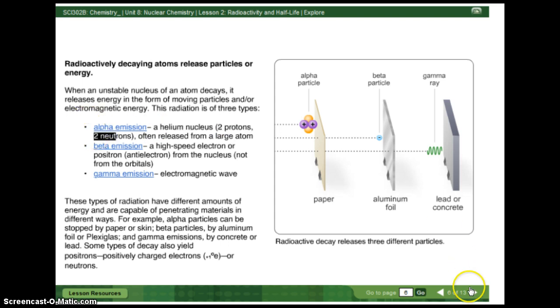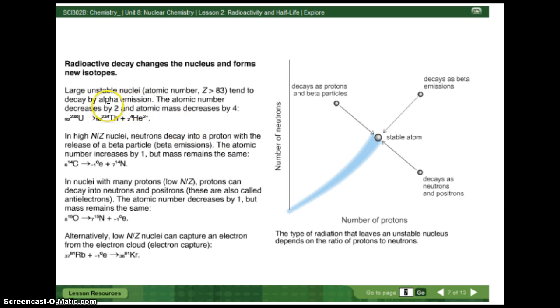and 2 neutrons. Okay, so the atomic number goes down by 2 because I lost 2 protons. The mass goes down by 4 because 2 protons plus 2 neutrons equals a total of 4 AMUs, or 4 atomic mass units. So in the picture, we have uranium 92-238. In other words, uranium is element number 92, 92 protons, and the mass is 238.